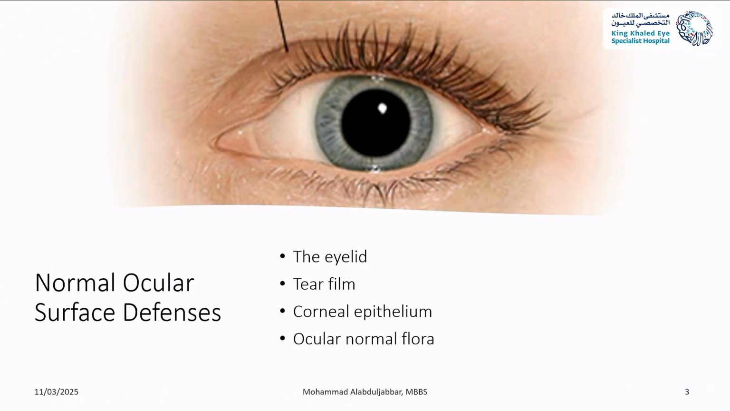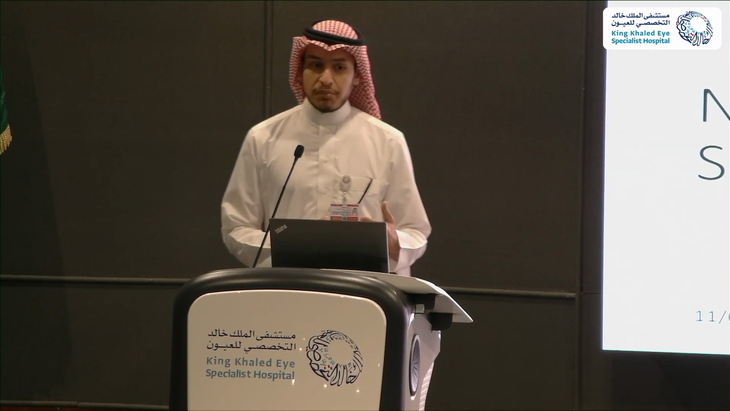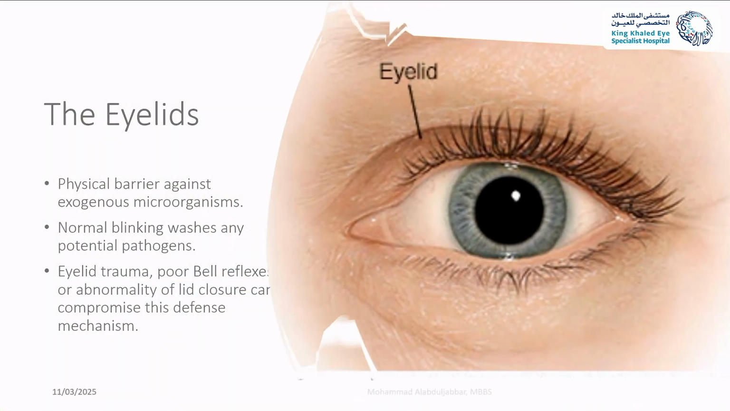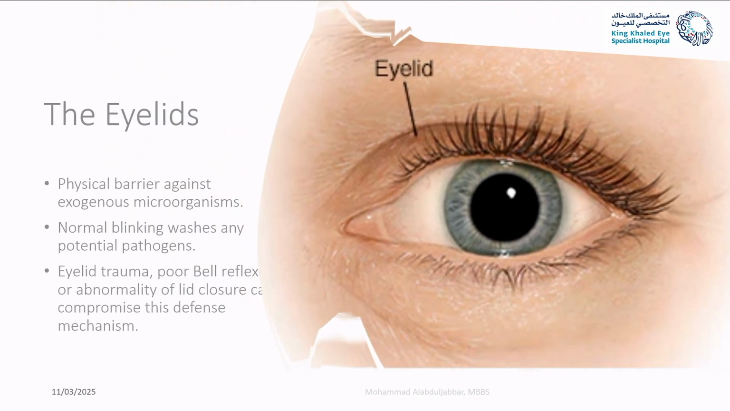So when we talk about the defense mechanism, when we encounter any case of infection, we should ask ourselves, what is the cause of this infection? What is the risk factor? When we ask about the risk factor, we should understand the anatomy, and we should understand that the eye has a defense mechanism against pathogens. It is the eyelid, the tear film covering the eye, the corneal epithelium, and also the ocular normal flora that is living in the eye. These all are acting as a defense mechanism.